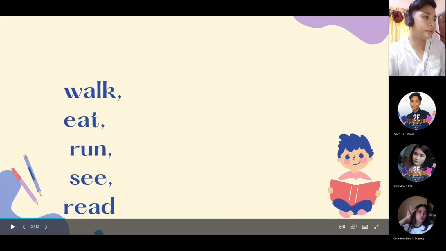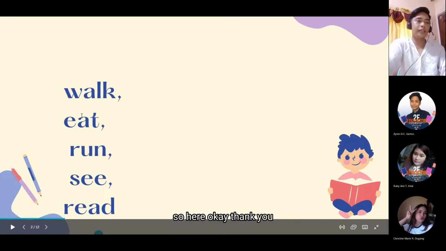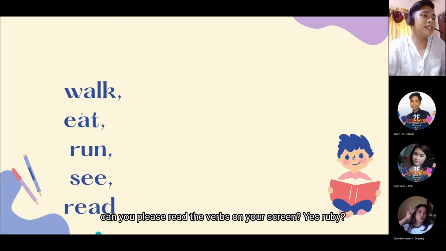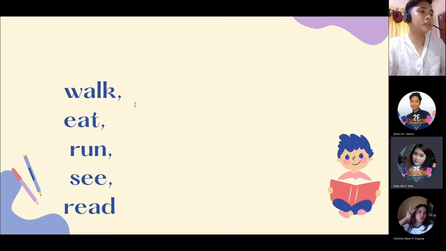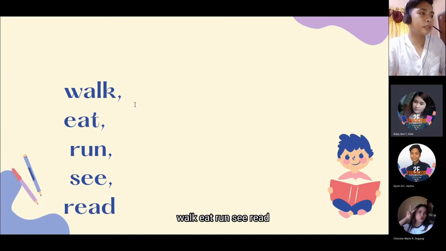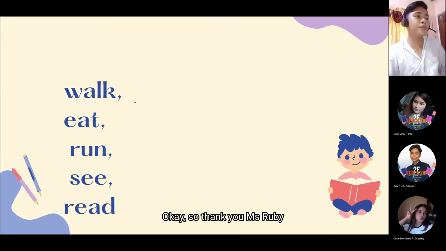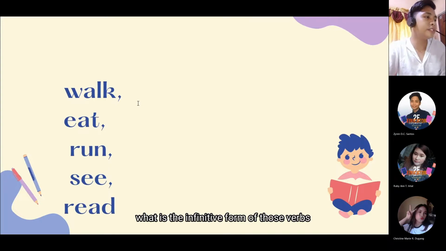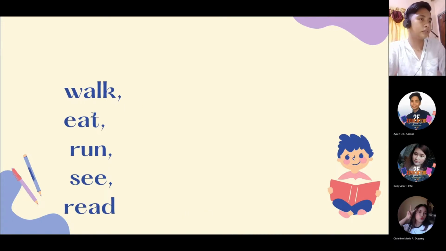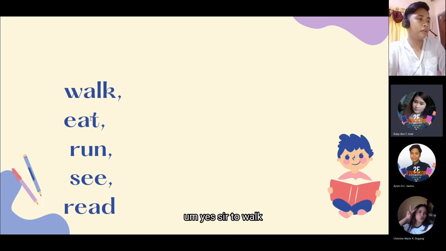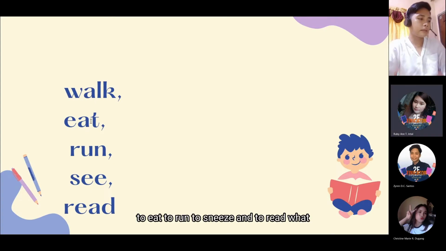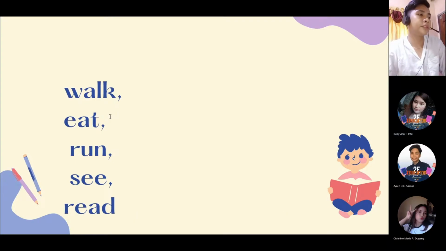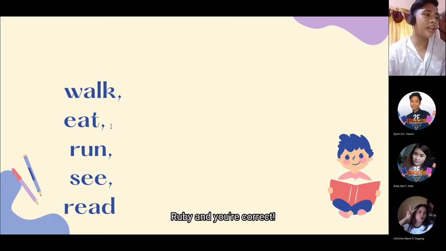Okay, can you see it now? Yes. So here's the thing. Can you please read the verbs on your screen? Yes, Ruby? Walk, eat, run, see, read. Thank you, Miss Ruby. And can you tell me the infinitive form of those verbs? To walk, to eat, to run, to see, and to read po. Thank you, Miss Ruby, and you're correct.